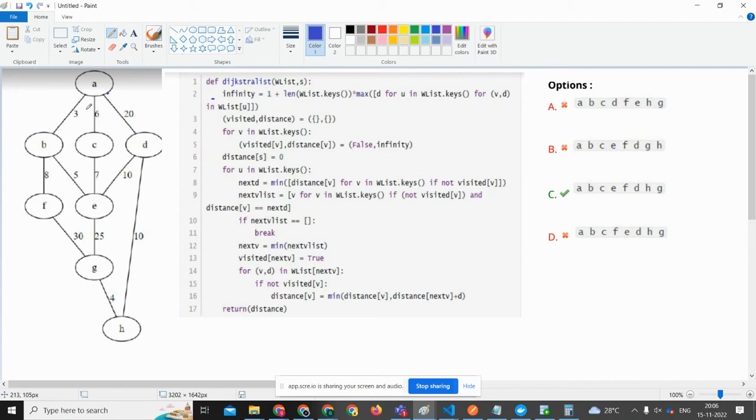Okay, so then from B, we can visit F and E only, I think, because from B there are only two adjacent nodes. So among F and E, E is the minimum.